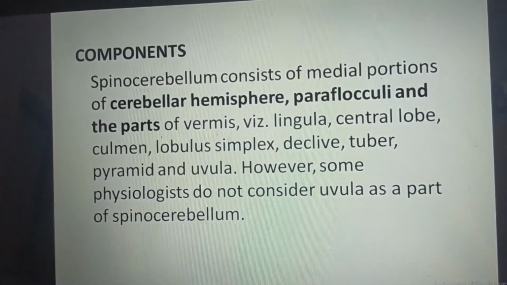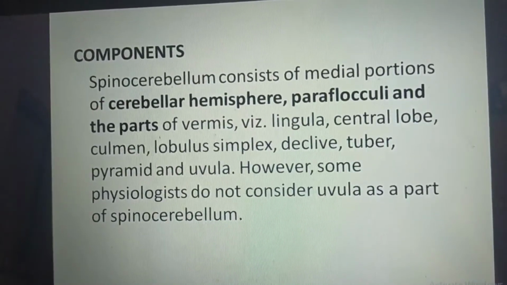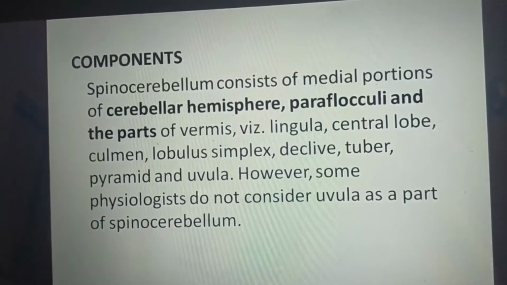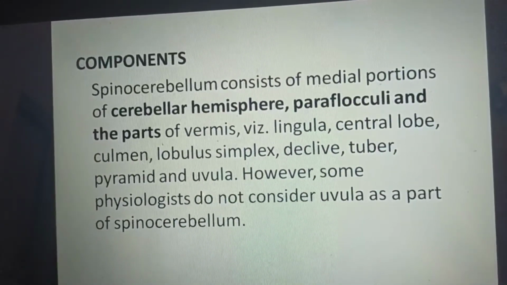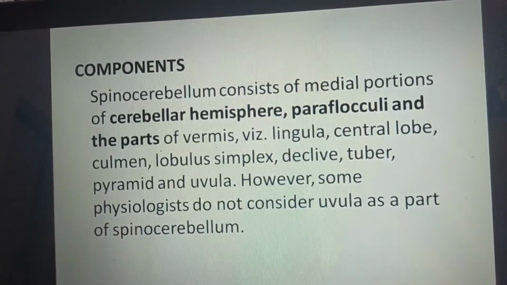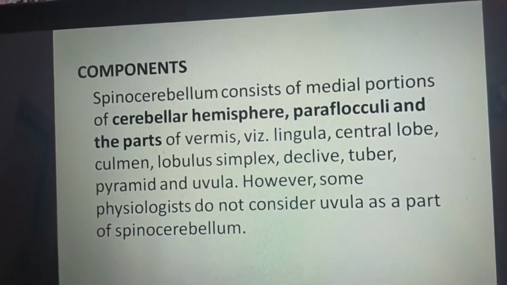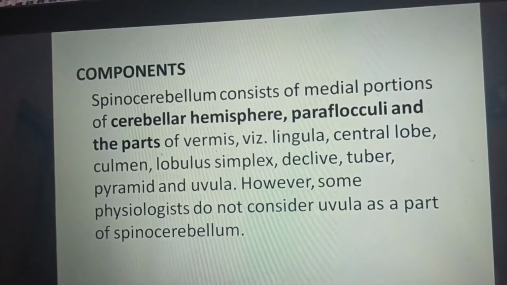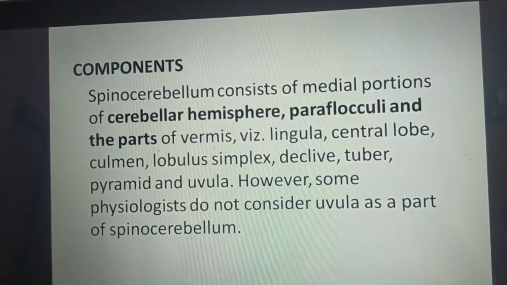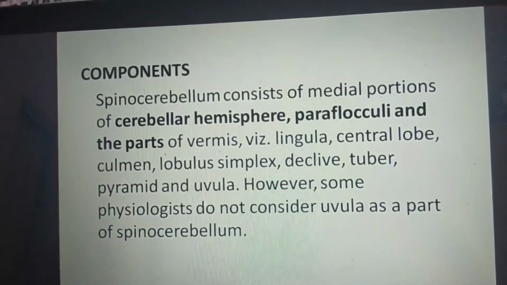Components. Spinocerebellum consists of medial portions of cerebellar hemispheres, paraflocculi, and the parts of vermis, namely lingula, central lobe, culmen, lobulus simplex, declive, tuber, pyramid, and uvula. However, some physiologists do not consider uvula as a part of spinocerebellum.